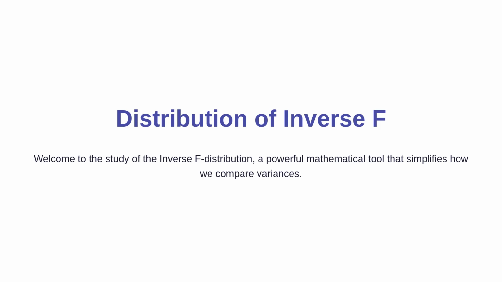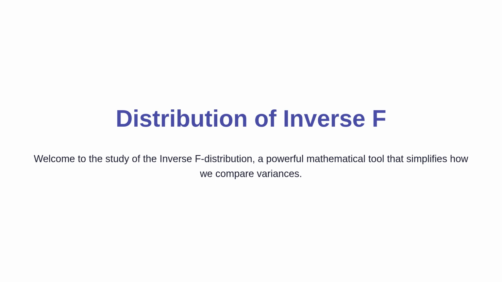Welcome to our lecture on the distribution of inverse F. Imagine you are baking and a recipe calls for 2 cups of flour for every 1 cup of sugar. The ratio is 2 to 1. If we flip our perspective and ask for sugar to flour, it becomes 1 to 2. Flipping the ratio upside down does not change the fundamental relationship between the ingredients.